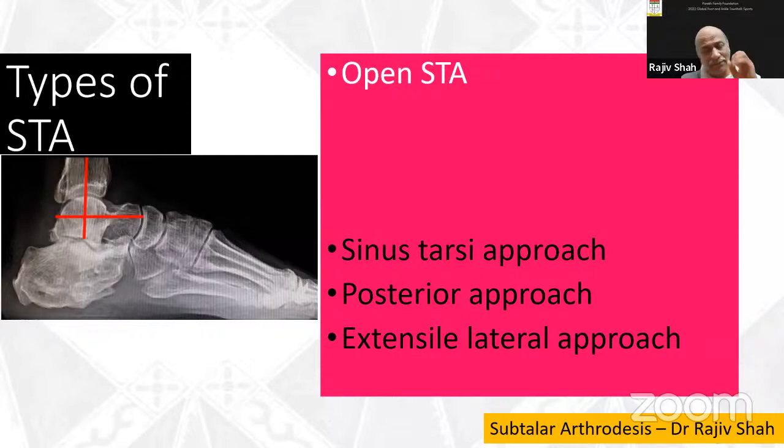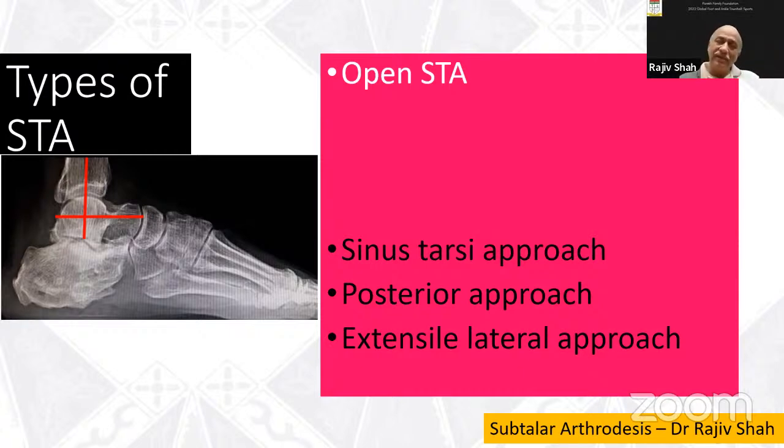Sinus tarsi approach: if the subtalar joint arthritis is not having any deformity and it is in a well-maintained position, you may put in a small sinus tarsi approach, clean out everything and do subtalar fusion.